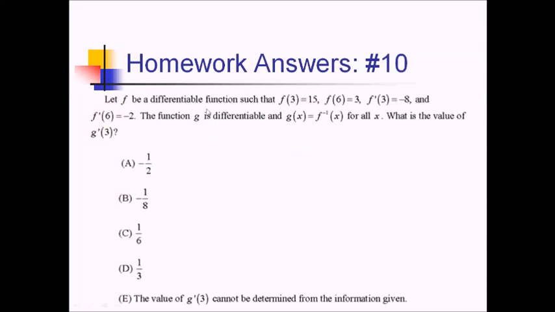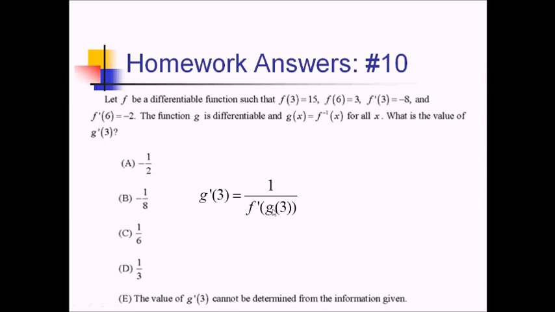For number 10, f is a differentiable function with the following function values and derivative values. And g is the inverse of f when all is said and done here. We want to know the value of g prime of 3. So the easiest way to do this is to use that inverse derivative formula. g prime of 3 equals 1 over f prime of g of 3.